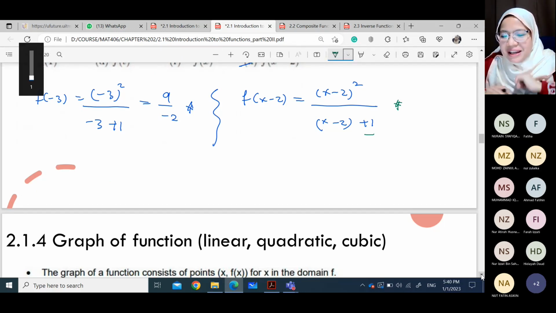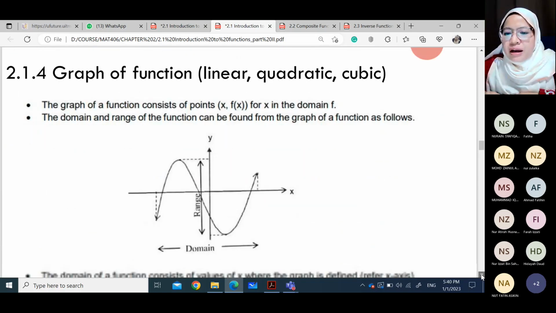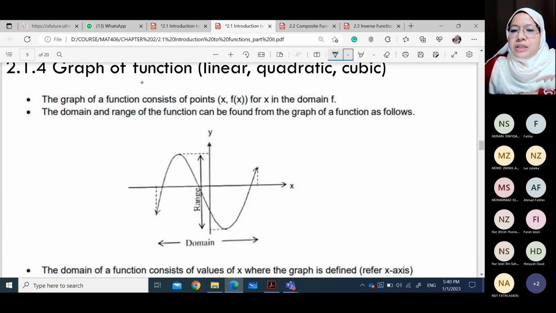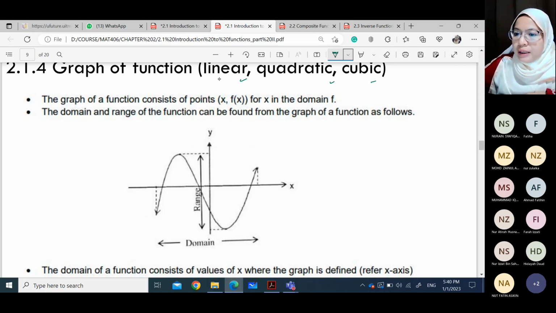Faham. Okay, good. Okay, so next it is about graph of function. So graph function ni ada 3 jenis. Satu linear. So linear is a straight line. And then we have quadratic. So quadratic lengkungan. Dia ada lengkung atas, concave up, concave down. Okay, ataupun minimum graph, maximum graph. Itu untuk quadratic. Untuk cubic. So cubic ni kuasa 3. Kuasa 3 kita panggil sebagai cubic.